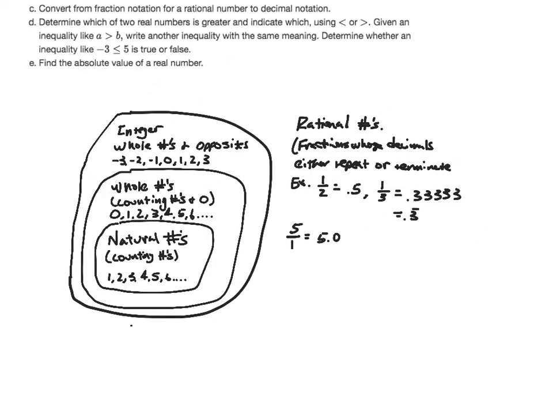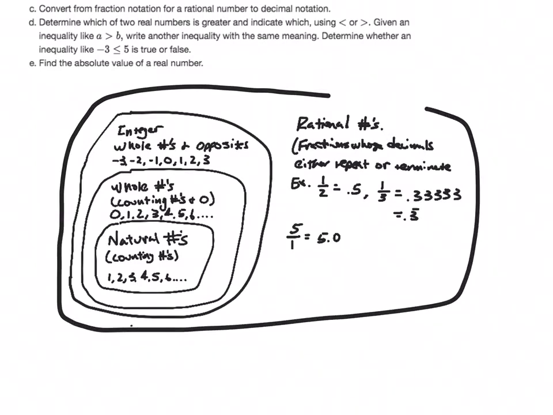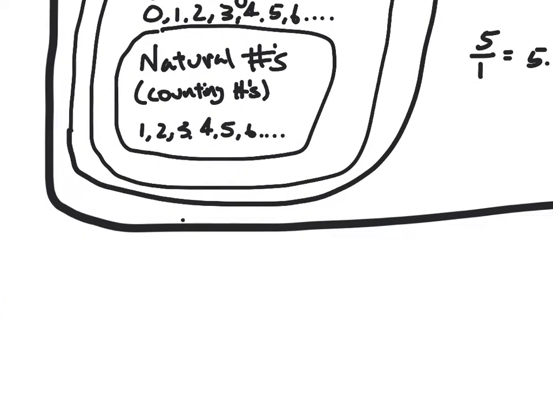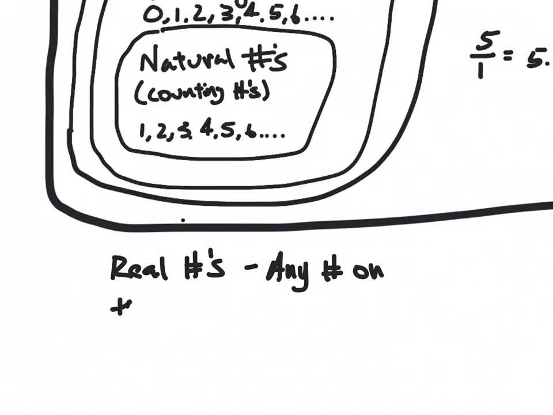And then the last one that we have, let me draw a box around this. So a rational number contains all of these different numbers here. The next set of numbers that we have is the real number system. The real numbers include the rational numbers, the integers, the whole numbers, the natural numbers, but the real numbers are any number on the number line.